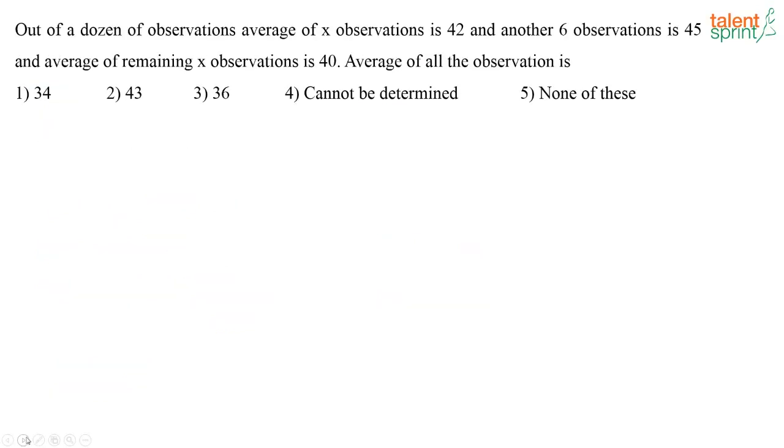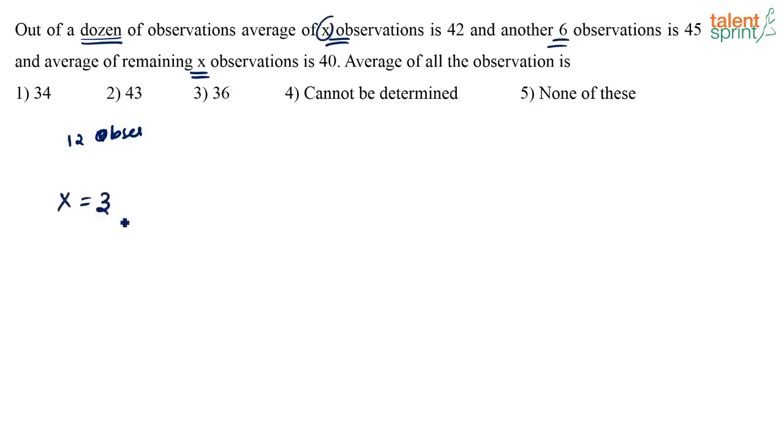Next, what is given here? Out of a dozen observations, average of X observations is 42 and another 6 observations is 45 and average of the remaining X observations is 40. Average of all the observations is dash. So see what is given here, out of a dozen of observations. So basically there are 12 values, right? 12 observations, so this dozen means 12. So what is the value of this X?